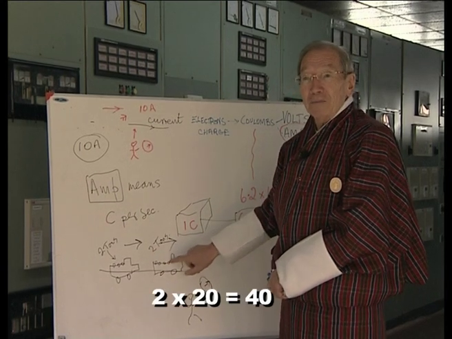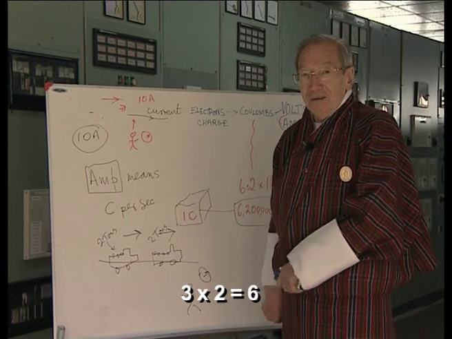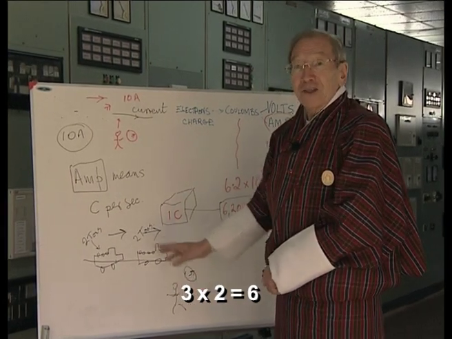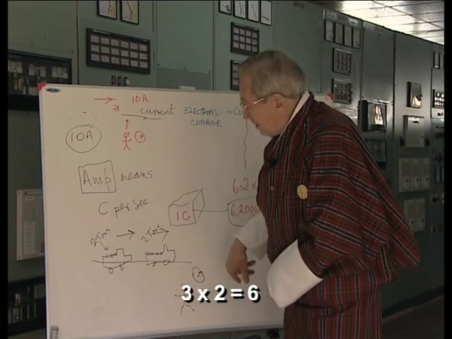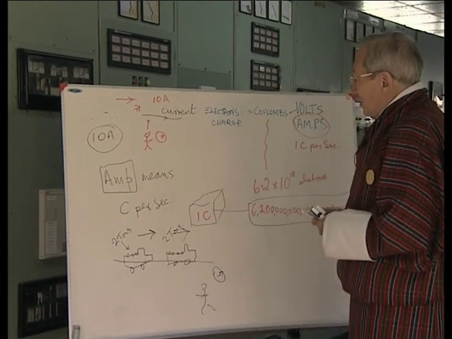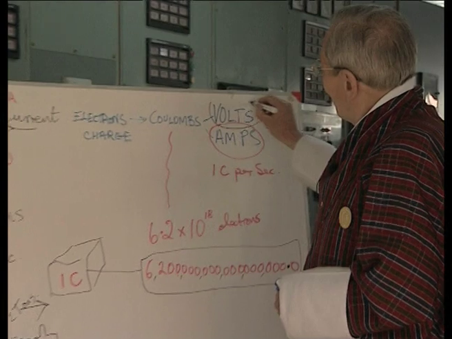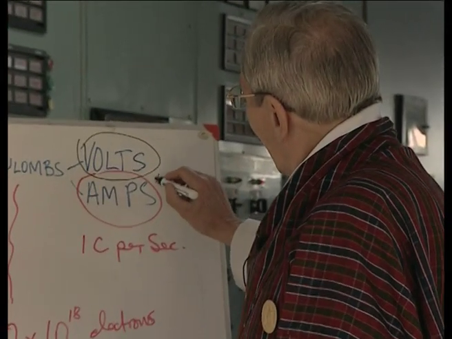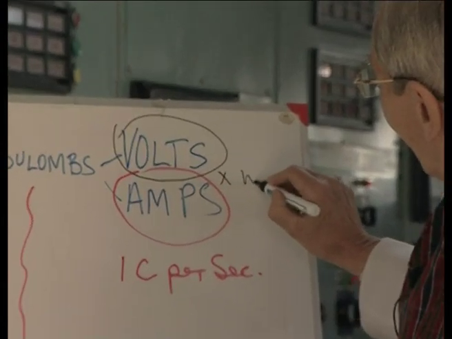2 multiplied by 20. 3 trucks a second would give you 6 tons of stone. 3 trucks a second multiplied by 2 tons of stone. And this brings us now to volts multiplied by amps gives watts.